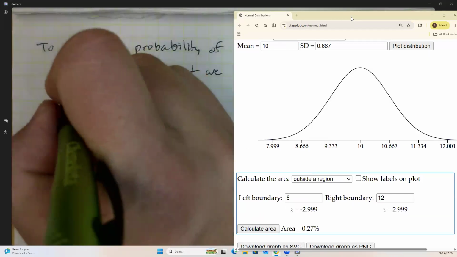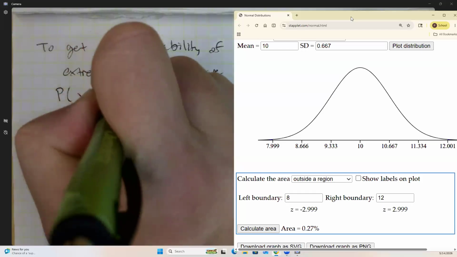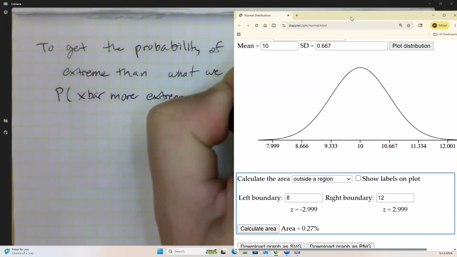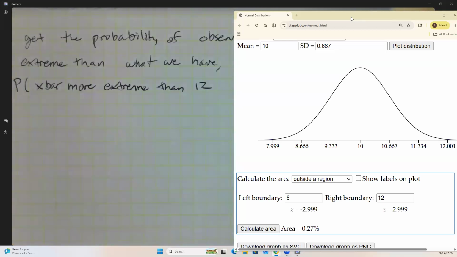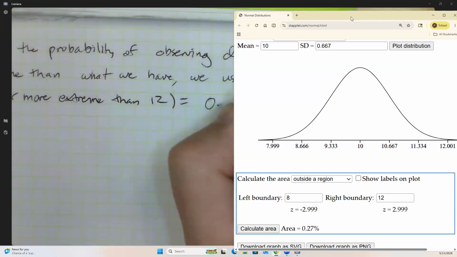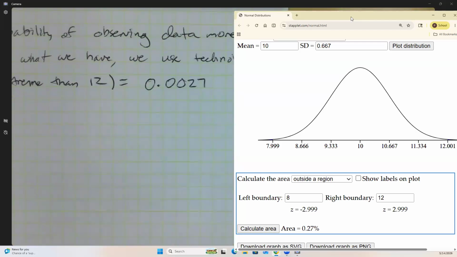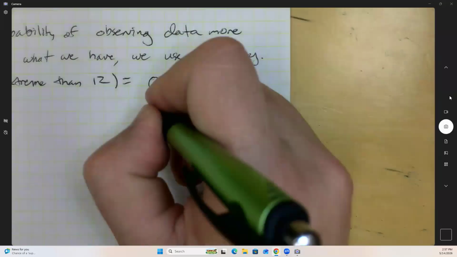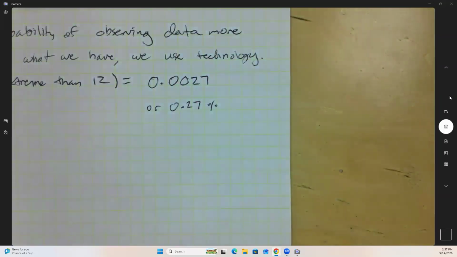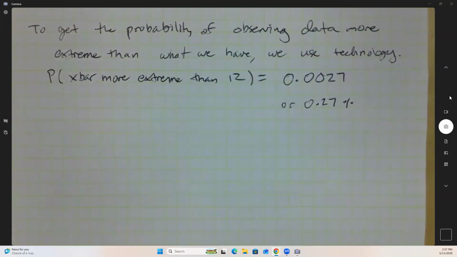The probability of an X bar more extreme than 12 is 0.27%. So that's 0.0027. Or 0.27%. And as Bella said, that's very, very unlikely.